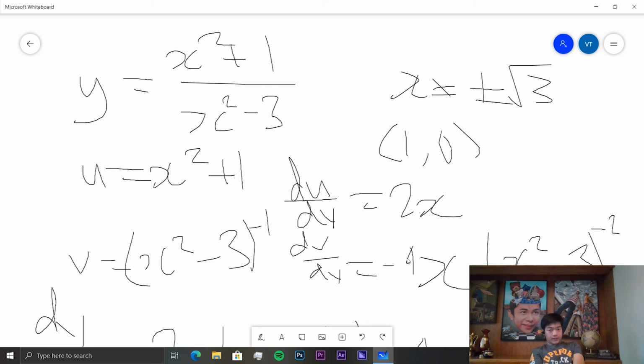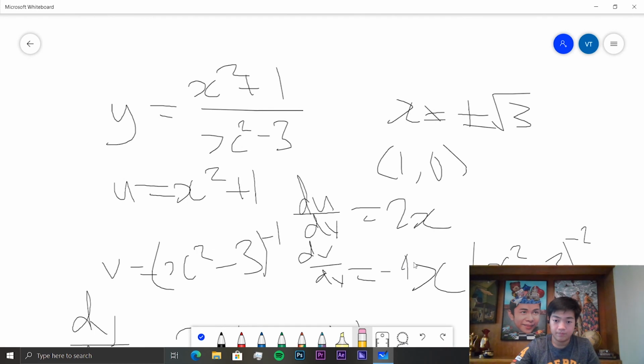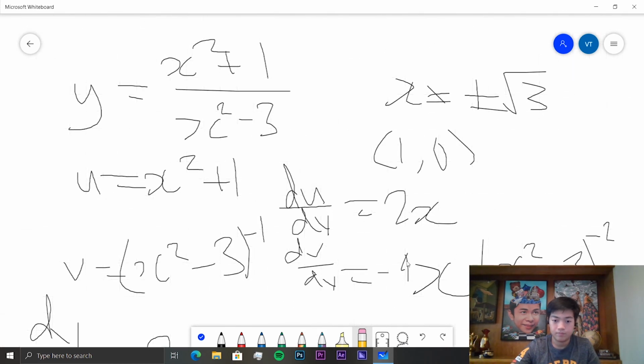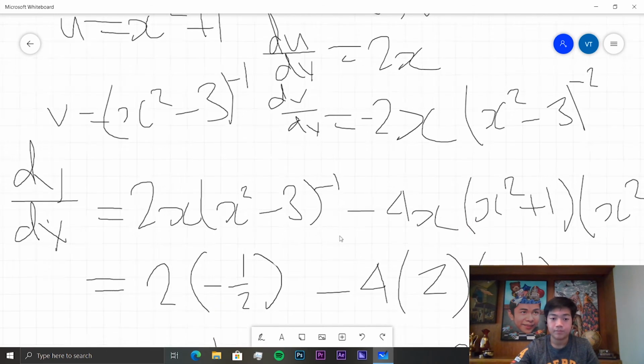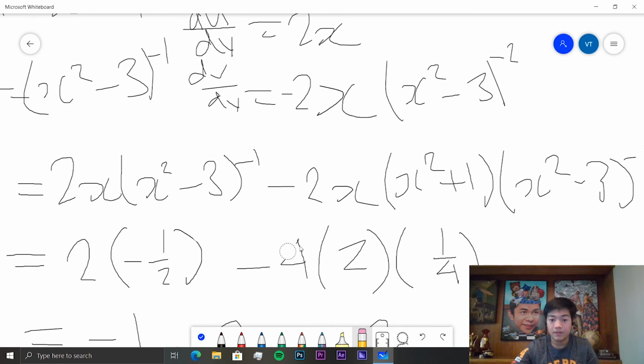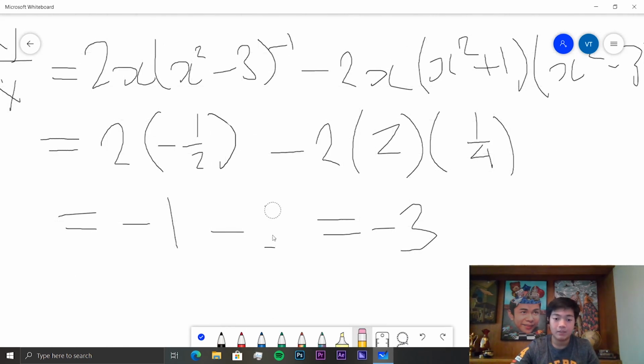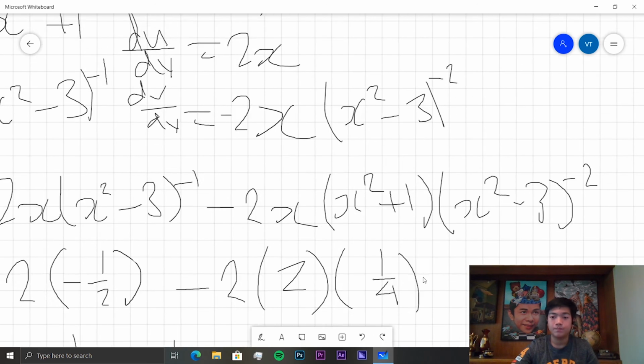Negative 4x. No, this should only be negative 2x. So we really only have minus 2x here. So this is minus 2, minus 2. And so yeah, oopsies, I made a little mistake. So this should be minus 1, which is equal to minus 2. So the gradient at this point of the tangent is equal to minus 2.